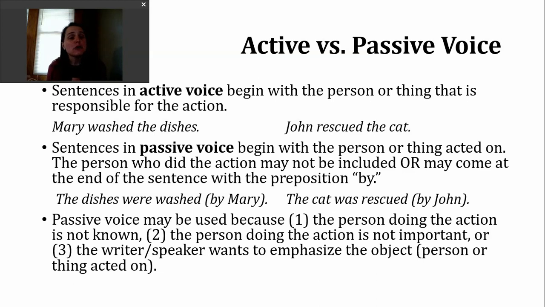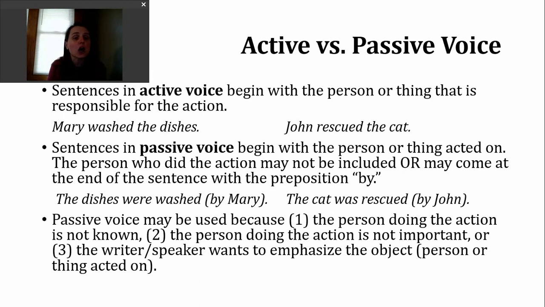Okay? You might encounter sentences in passive voice, though. If you're reading a newspaper or perhaps listening to news and other reports, sometimes you'll hear passive voice in textbooks as well. So sentences in the passive voice are going to begin with the person or the thing that is acted on, so our objects. Okay? It's possible that the person who did the action may not be included in the sentence. Or if they are included, it's going to come at the end and generally use the preposition by.